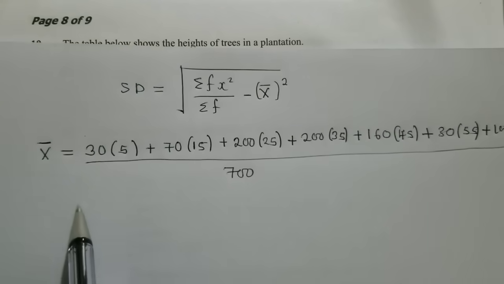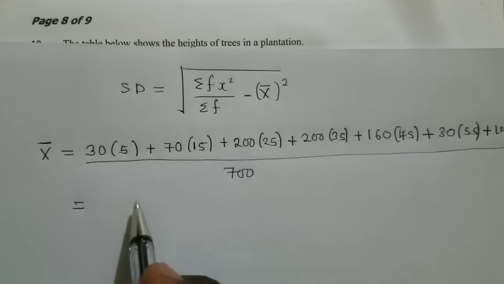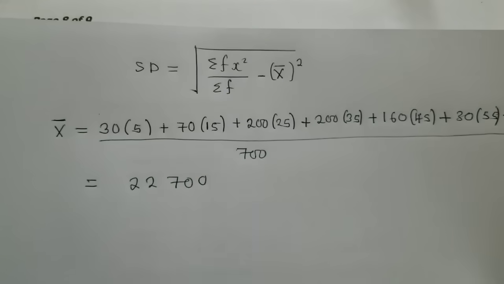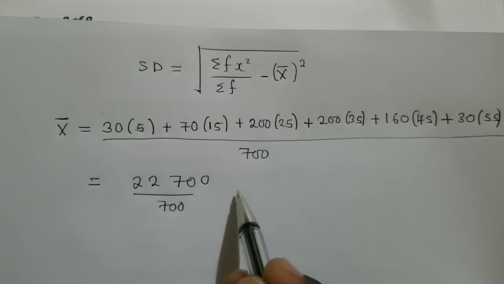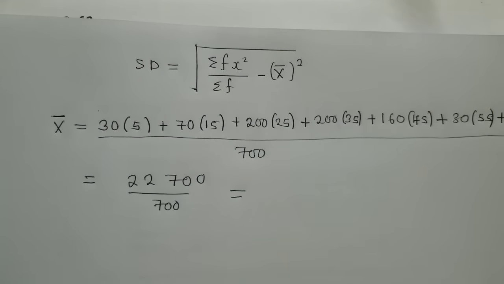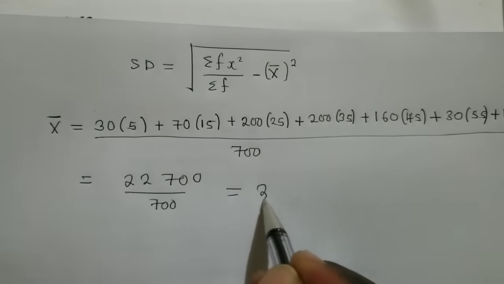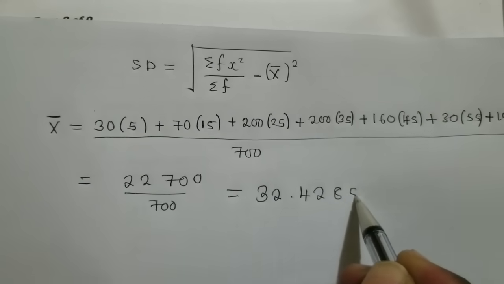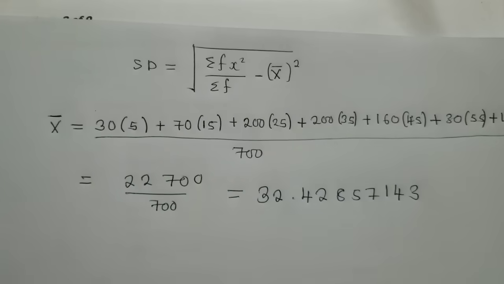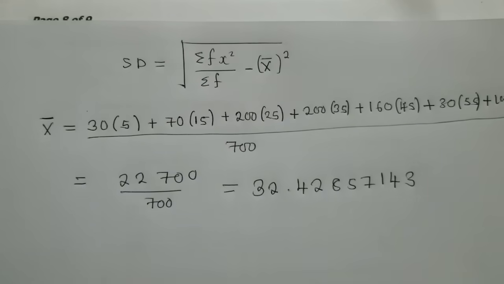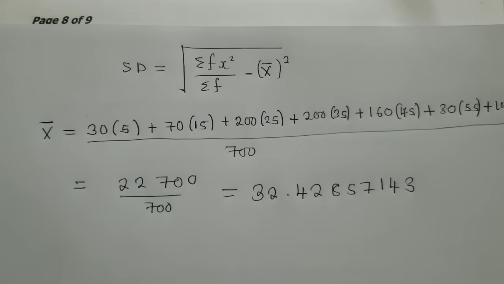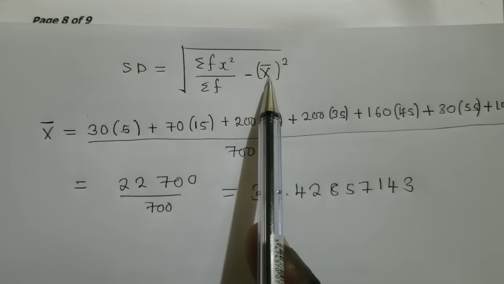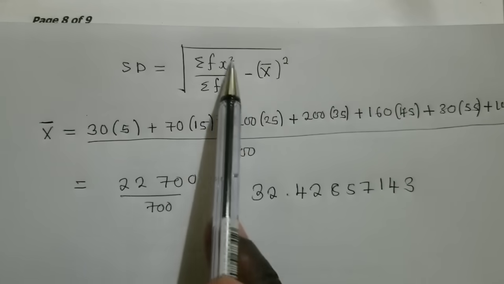You find that the answer you are getting on top here when you simplify will be 22,700, and then you divide that by 700, this one which is right here. You will find that your answer will be equal to 32.42857143. And please don't round off. Just copy everything that you're able to see on your calculator. Okay. So now here we have found the mean. This is the mean. What we are supposed to put here inside our formula. Okay. Now what are we supposed to put right here?